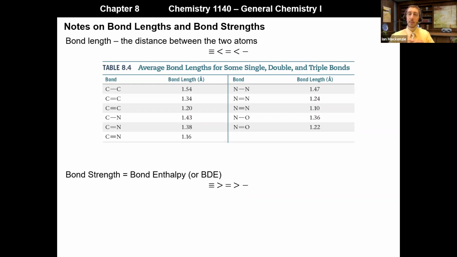And hopefully this makes some sense. The closer the two atoms are to each other, the more electrons are being shared between the two, the more difficult it is going to be to pull those two apart.